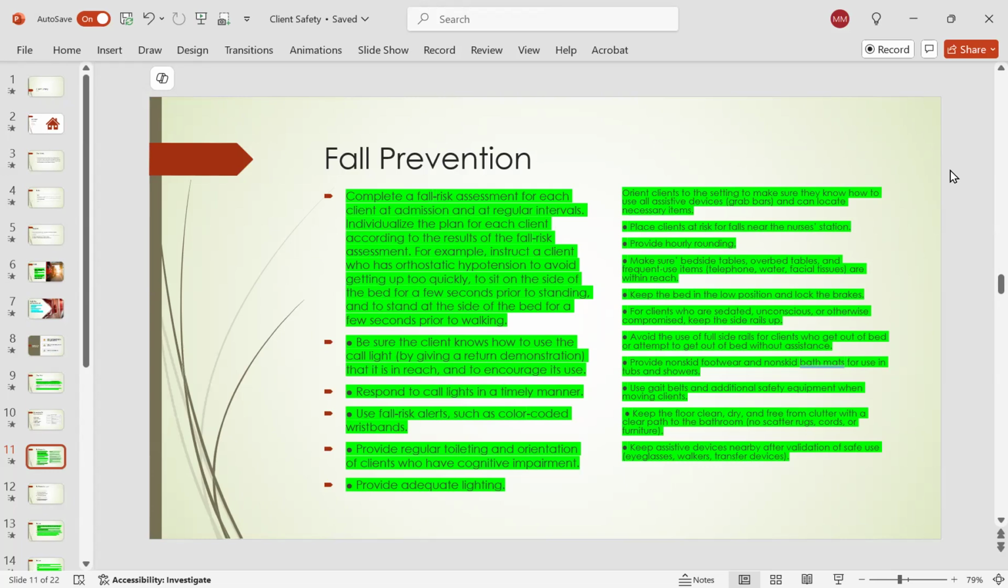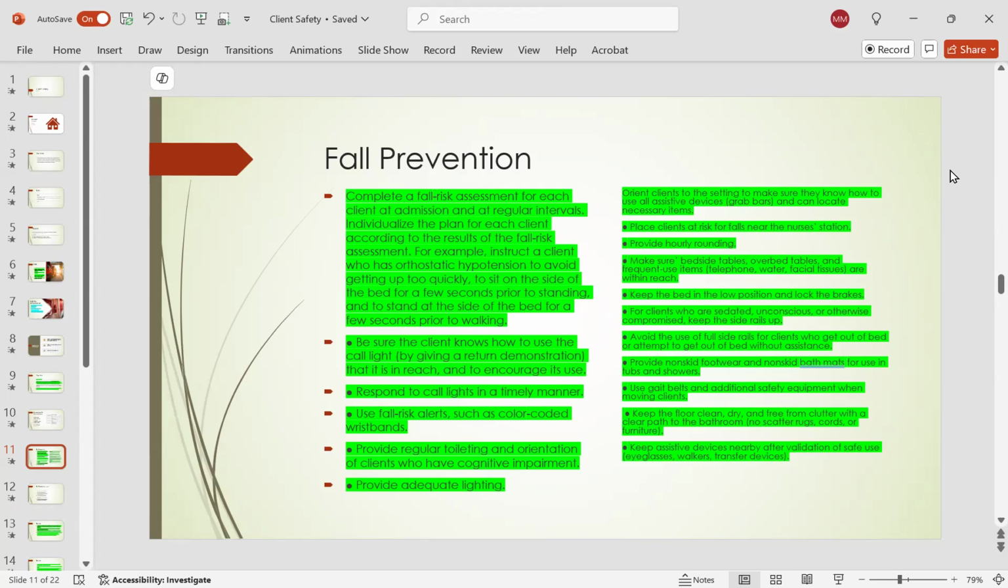Hourly rounding is important. Minimally, nurses should be checking on their clients at least every hour. Make sure that their bedside table, or anything that they need, their telephone, their water, tissues, is right there and they can reach it. Make sure that their bed is always in the low position. So if you have just provided care and the bed is up, you want to make sure that you return the bed to the lowest position and lock the brakes so the bed's not moving.